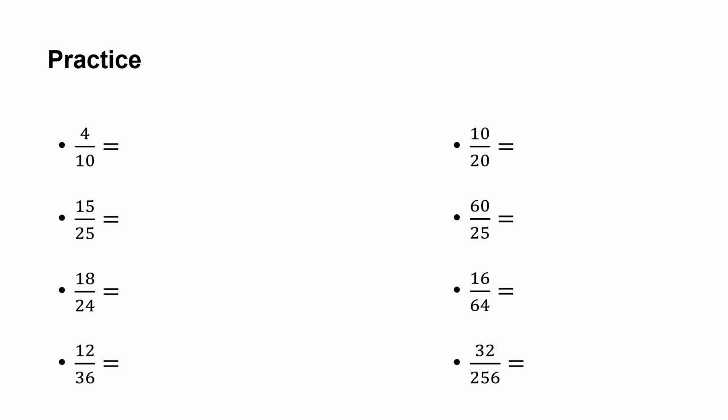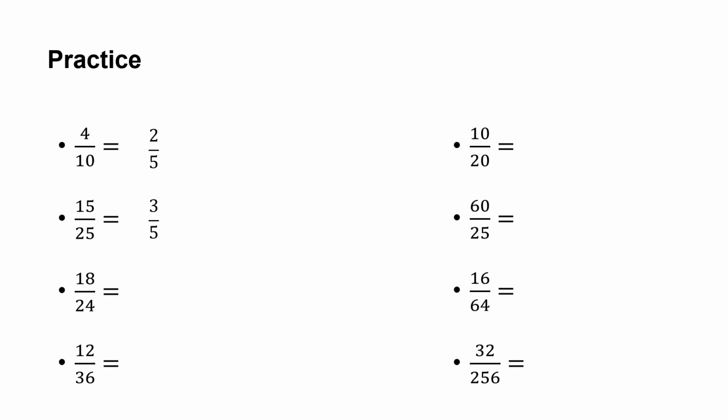So hopefully you got on with that okay. Let's start from the beginning. So we have 4 over 10. Well, we can divide top and bottom by 2 here, which will give us 2/5. This can't be divided down any further. Next, we have 15 over 25. We can divide top and bottom by 5, and we get 3/5. This cannot be broken down any further.